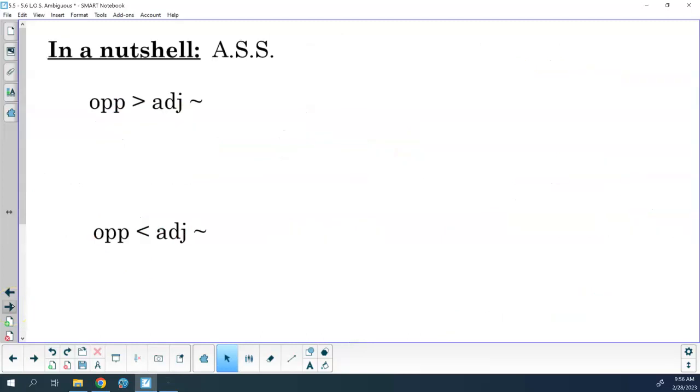So, in a nutshell, ambiguous case only happens if we have an angle side side. We're given angle side side. Okay? So that's number 1. Dealing with the angle, if your opposite side is bigger than your adjacent side, you will always get 1 triangle. Doesn't matter if that angle is acute or if it's obtuse. You get one triangle, no matter what.